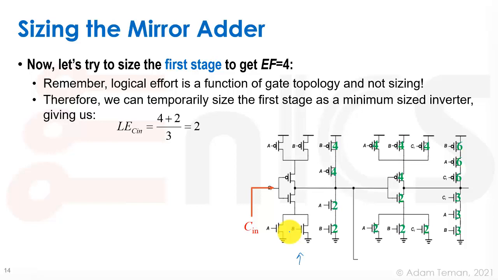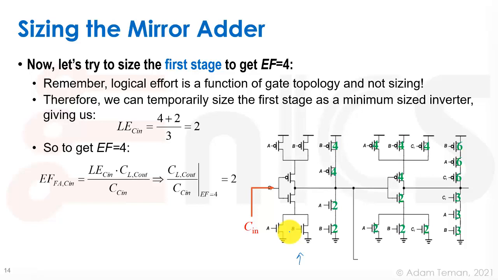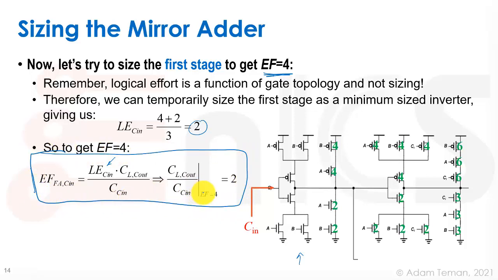That's not a question of how we're going to size it right now. But to get an electrical effort of 4, and electrical effort, if you remember from our logical effort material, is logical effort times the load over the input capacitance, we know we want it to be 4 and we know the logical effort is 2. So to get an electrical effort of 4, we need C load divided by C in to be equal to 2. This is what we want to do: get the C load of this stage divided by the C in of this stage to become 2. How are we going to achieve that?